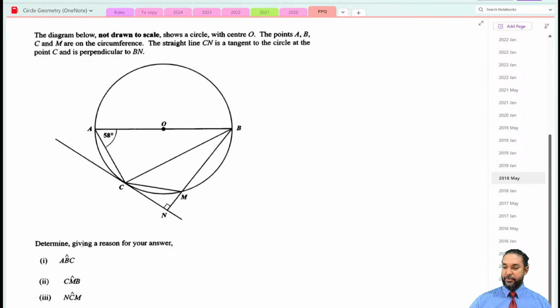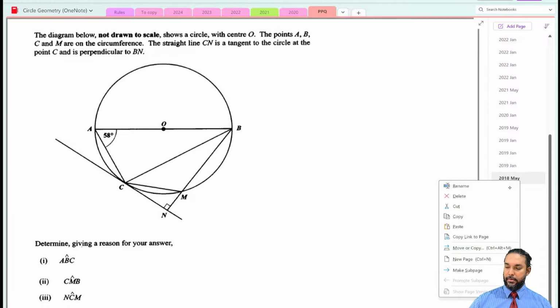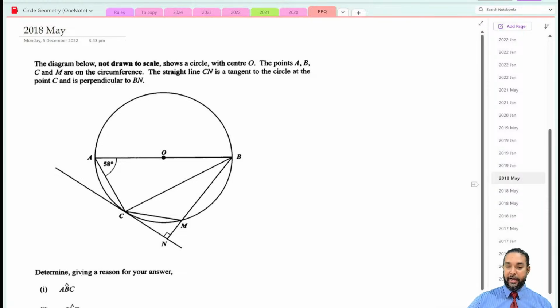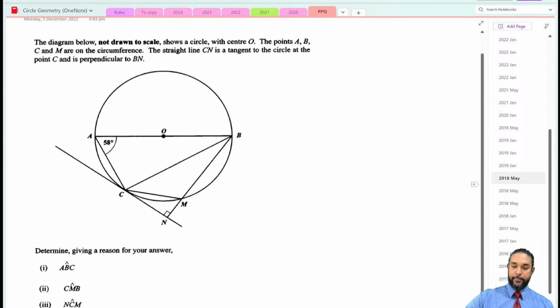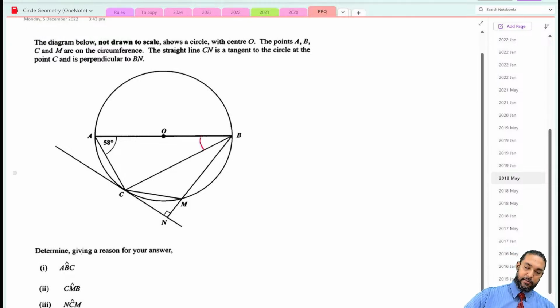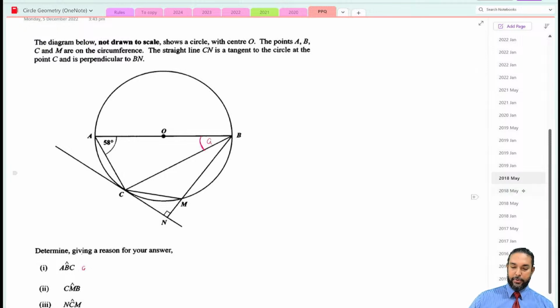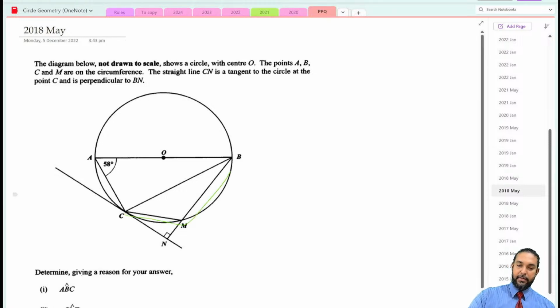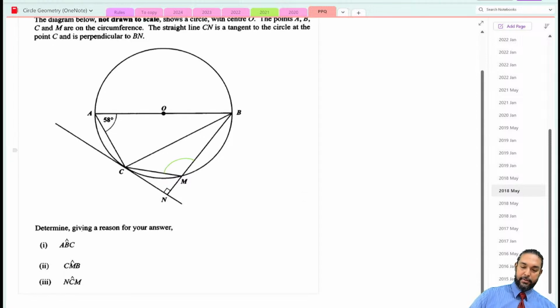Right, so I'm also just going to copy and paste this page a few times, because there are three angles they want you to find. ABC would be this angle here, right? I guess we could call that angle A. And then they want CMB. CMB would be this whole angle here. We'll call that angle B.